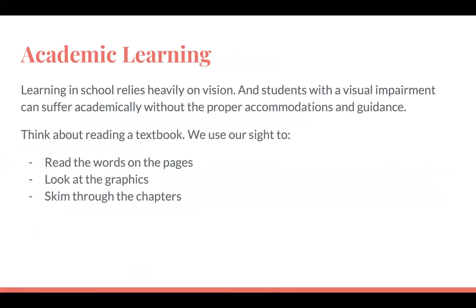As for academic learning, learning in schools relies heavily on vision, and students with a visual impairment can suffer academically without proper accommodations and guidance. So think about reading a textbook. We use our sight to read the words on the page, look at the graphics, and skim through the chapters.